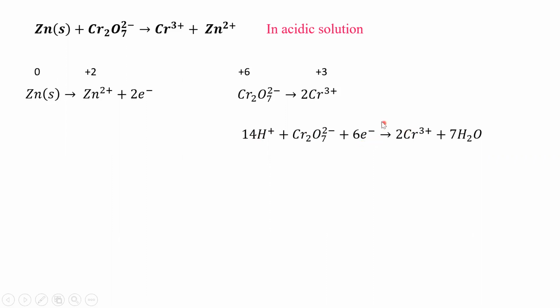Now, electrons gained in the reduction is not equal to electrons lost in the oxidation. So think about what you have to multiply the oxidation half reaction by to get electrons lost to equal electrons gained, and then add up and see if you get a balanced equation.